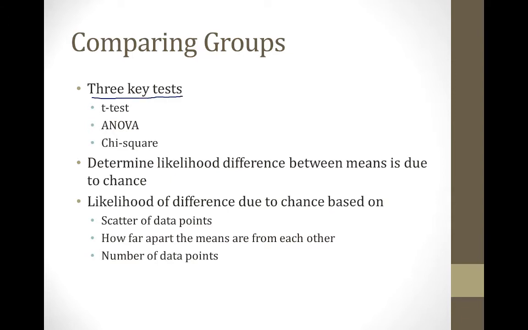There are three key tests of significance that you need to know. These are the T-test, the ANOVA, and the chi-squared. And all three of these tests are going to determine the likelihood that the difference between two means is due to chance.